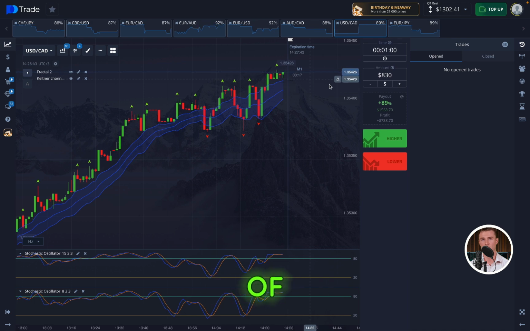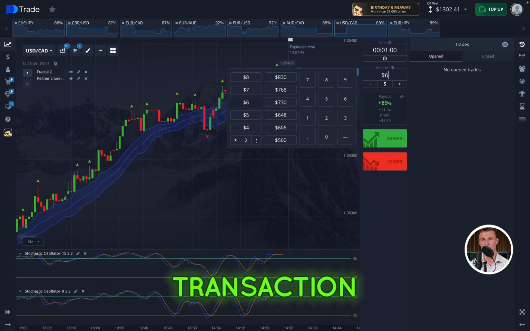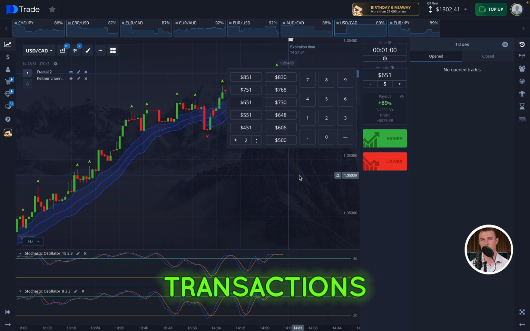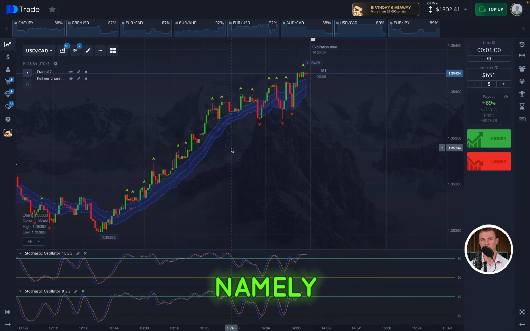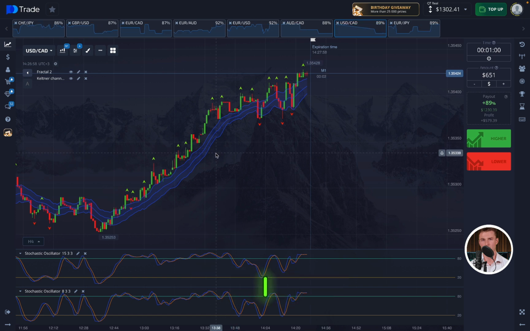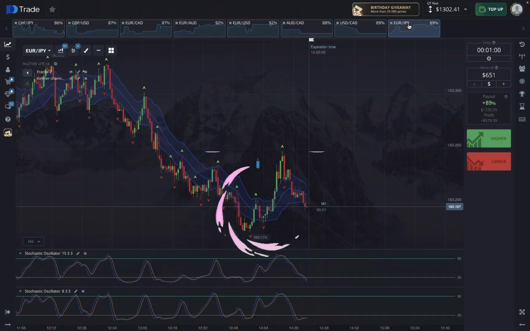I'll change the sum of the transaction values. Now I will bet $651.00 per transaction and open 2 transactions, for the entire amount of my balance, namely 1302. Let's start and select the next currency pair. I will try to find a more detailed and reliable entry into the transaction. Let's continue.